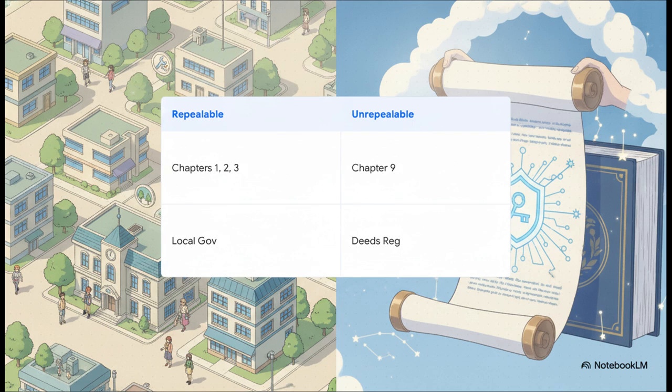But Chapter 9 was different. Chapter 9 dealt with the registration of deeds, and the court pointed out that registering land titles is absolutely something that requires uniform national standards. It has to be consistent everywhere. Therefore, Chapter 9 is a national competence, and the province had zero right to repeal it. By striking down the repeal of that specific chapter, the court essentially turned the National Deeds Registry back on.